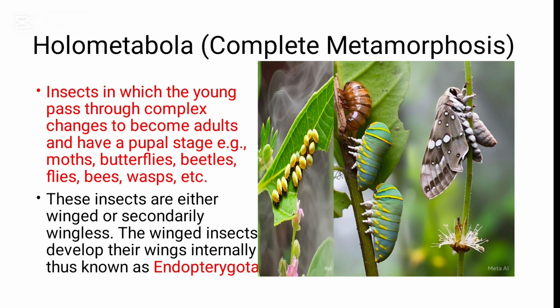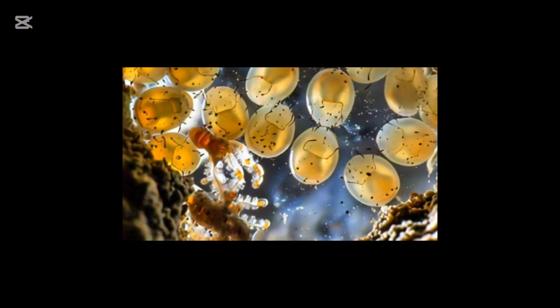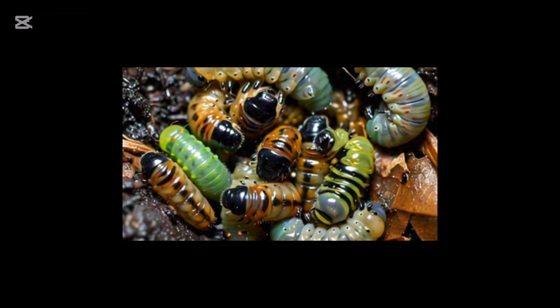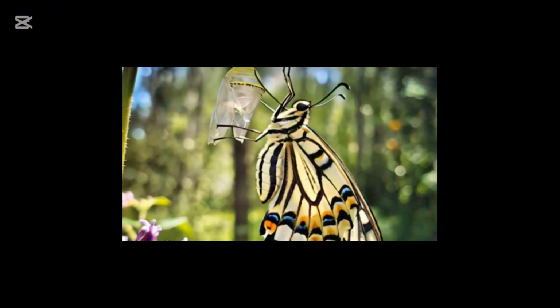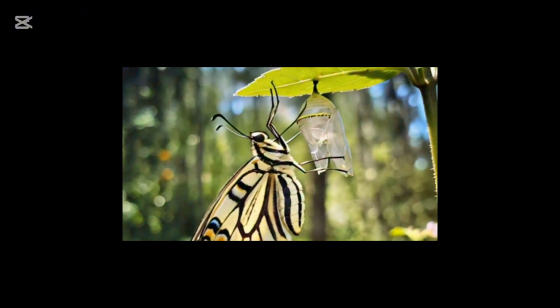The winged insects develop their wings internally. The development starts within the thorax of the larva and then the wings are everted and completed within the pupa, and are thus known as endopterygota. The young is called larva, which is entirely different from the adult. There are 4 stages in their life, viz. egg, larva, pupa and adult.